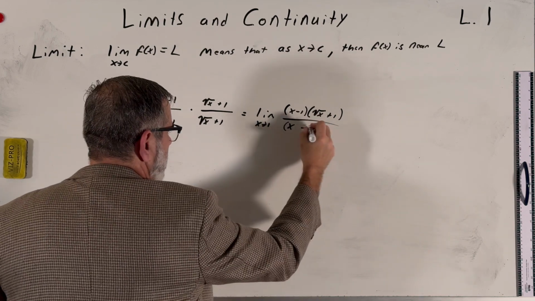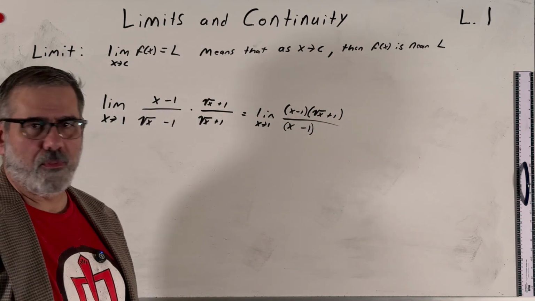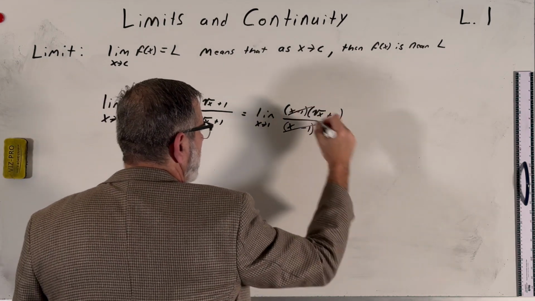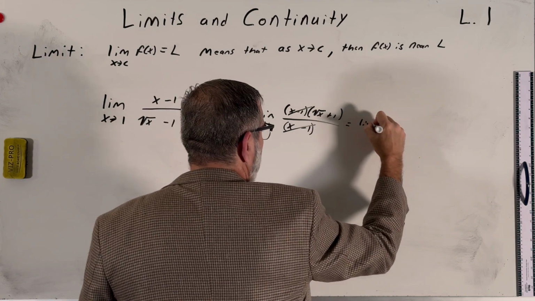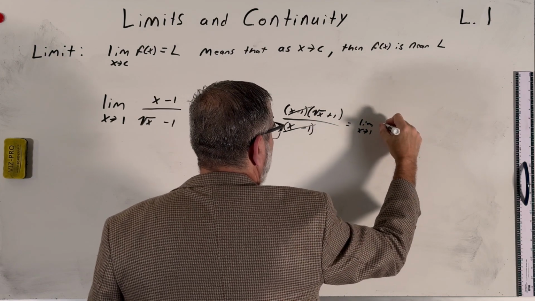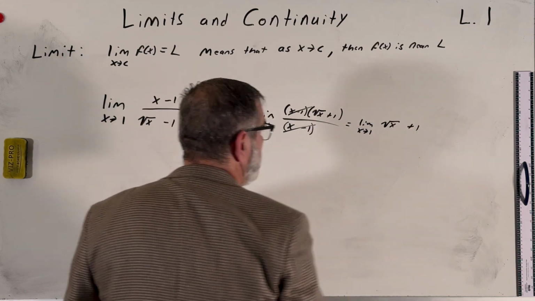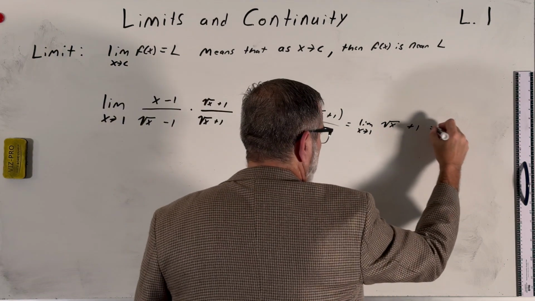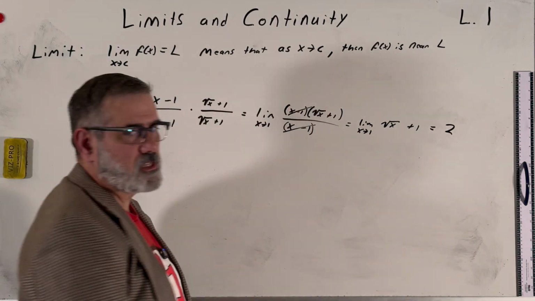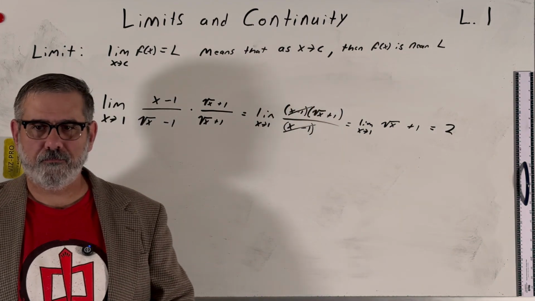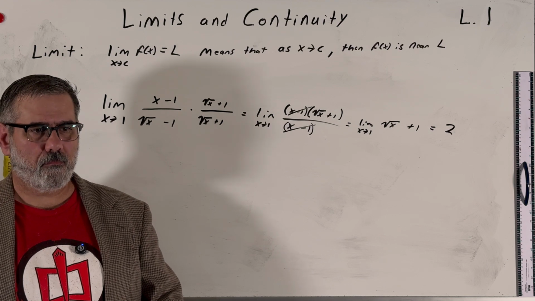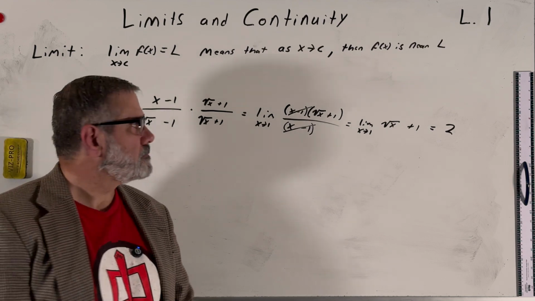And so you can see that I have a factor of x minus 1 in the denominator, which I can then cancel out. And I'm left with just the limit as x approaches 1 of the square root of x plus 1. And that, of course, is just equal to 1 plus 1, which is 2. So the same as we had in the last problem. Okay? Fairly straightforward, yes?